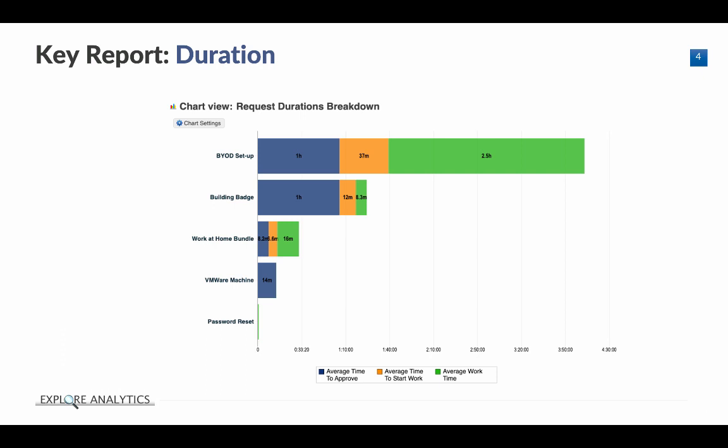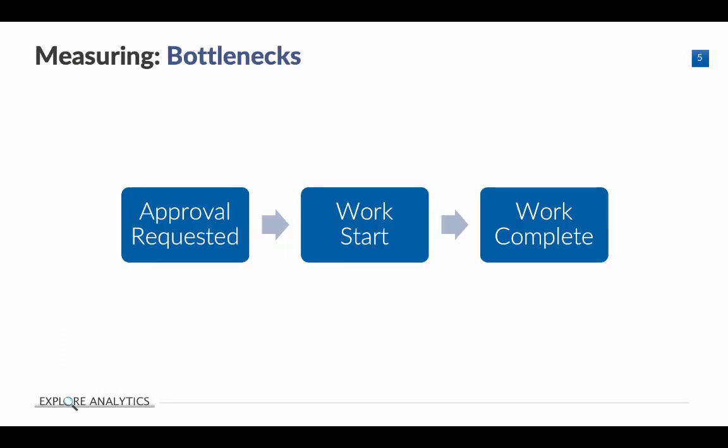But both the bring your own device setup and the building badge are spending an hour in the process waiting to be approved. Also, the bring your own device setup is waiting a little bit longer for someone to actually start work on that. So questions that we're going to ask is what's impacting the approval time, what's impacting the delivery time, what's impacting the time it takes for someone to start working. And the reason we're able to build this report is because there's flags along the way, date timestamps that tell us when was the process requested approval, when did it start working, and when was that work complete.